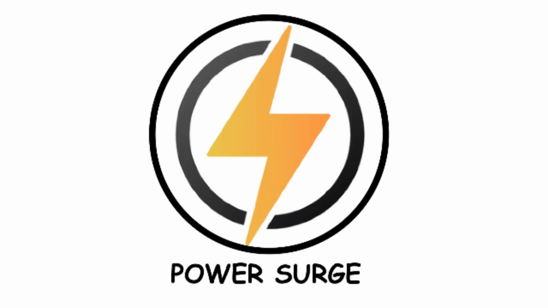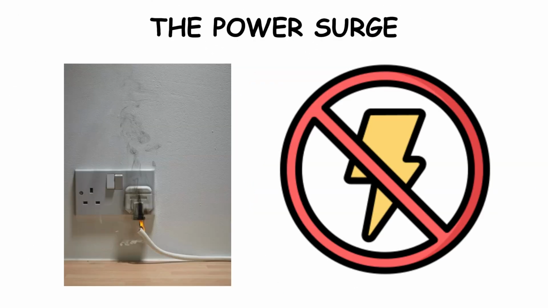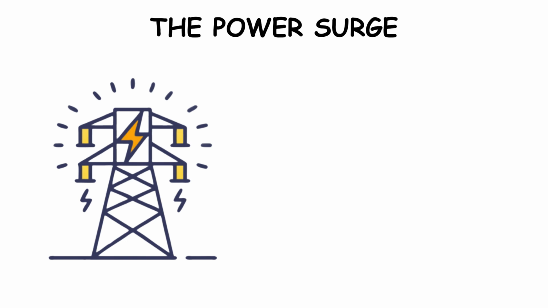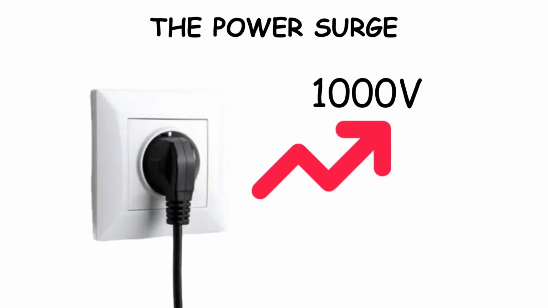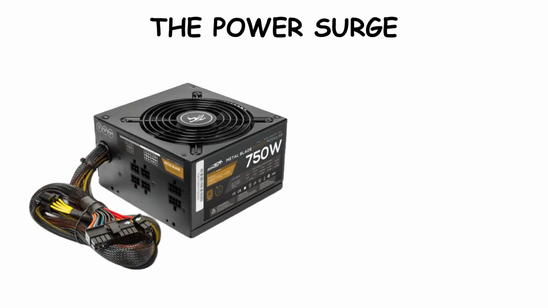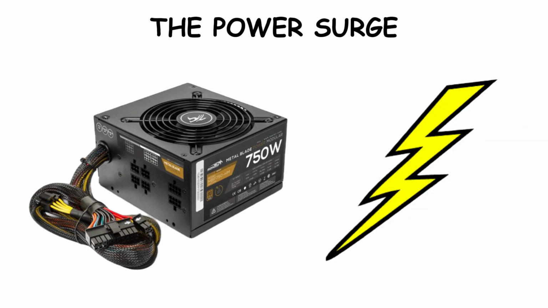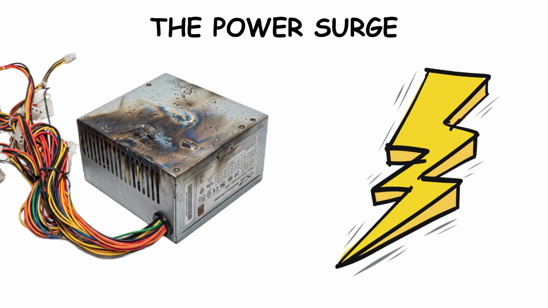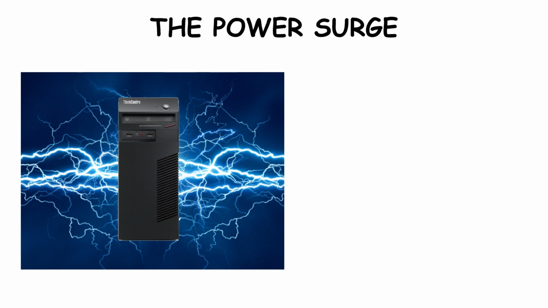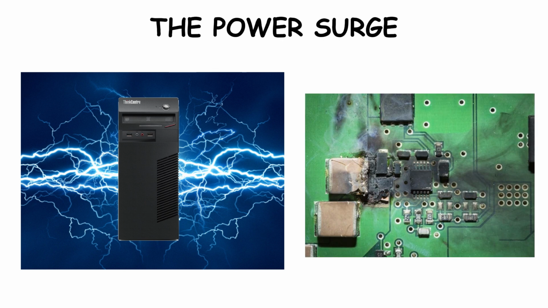The power surge. A power surge is catastrophic electrical failure. During a grid fluctuation or a lightning strike, the standard voltage from your wall can instantly spike to over 1,000 volts. A high-quality power supply unit has sacrificial components designed to absorb this hit and burn out to save the rest of the PC. But if the surge is too massive or the power supply is cheap, that raw, unregulated voltage blasts straight into the motherboard.